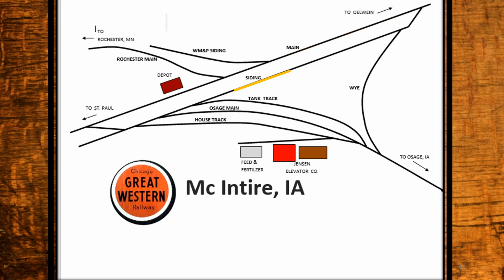And then the branch line train will continue to do his switching, and then eventually pull out to the main, shove down the main, and then head back north up the Rochester main and work his way back towards Rochester.